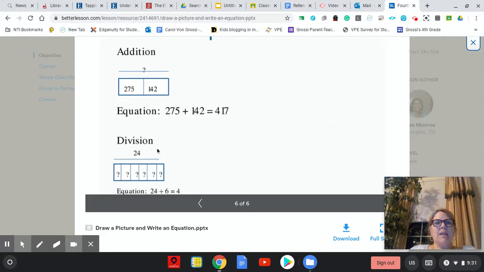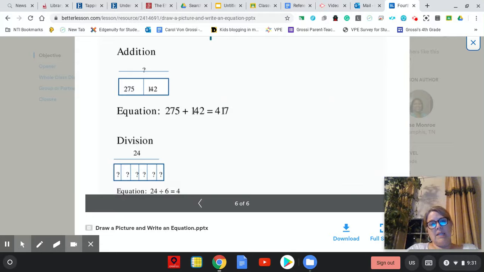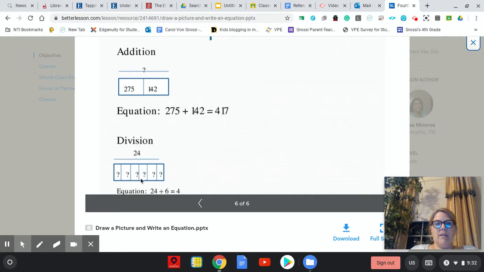Division would be, let's see, Miss Grossi's son has 24 new basketball cards. He wants to share them equally among 6 of his friends. How many cards did each friend get? And so in division, you have the total up here, and then the number of boxes you're dividing it into here, and then the equation.